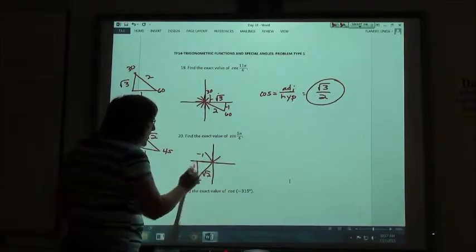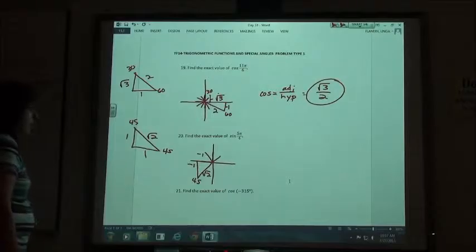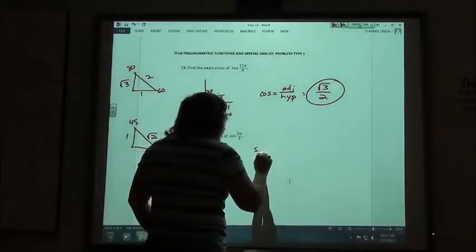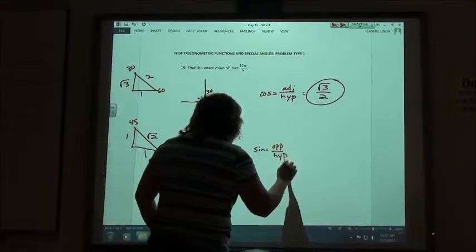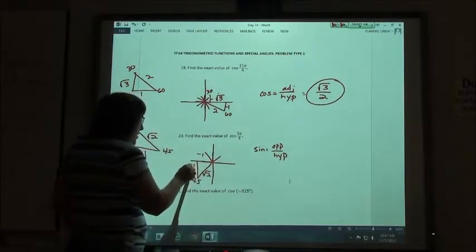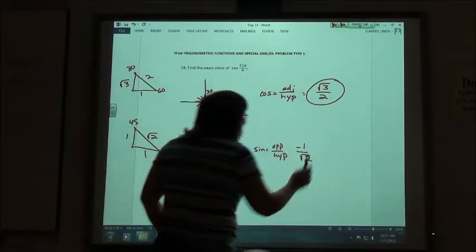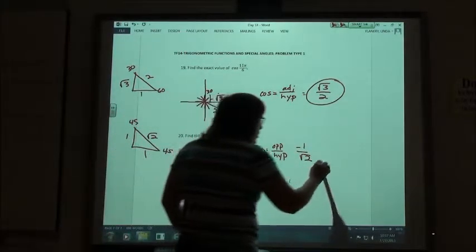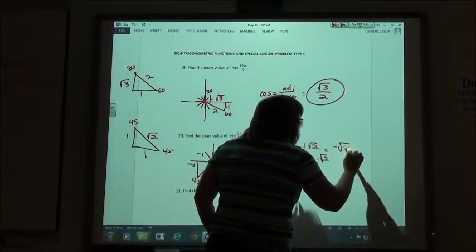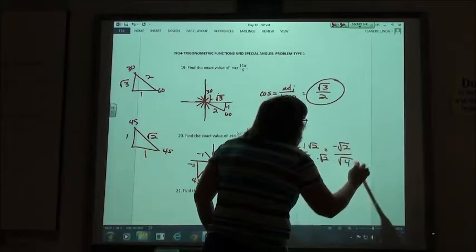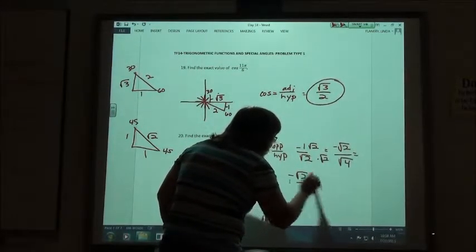However, this is going back, so it's negative. This is going down, so it's negative. And so if we're going to do the sine is the opposite over the hypotenuse. The opposite side is going to be negative 1 over the square root of 2 then. We have to rationalize the denominator. So we multiply by the square root of 2 over the square root of 2. We get negative square root of 2 over the square root of 4, which of course simplifies, so we get negative square root of 2 over 2.